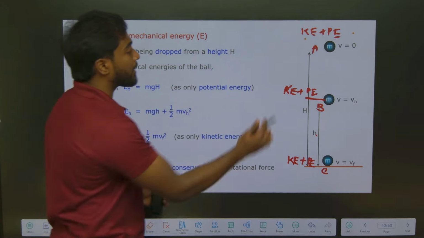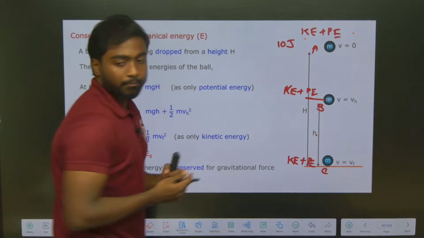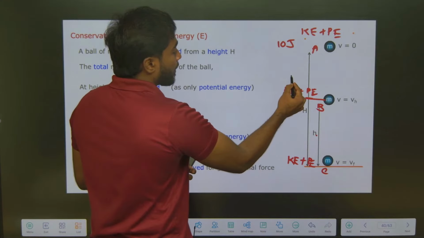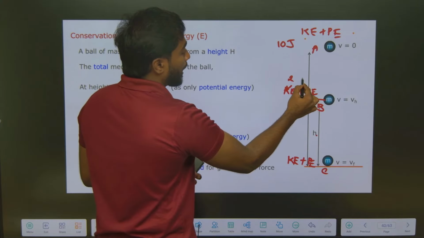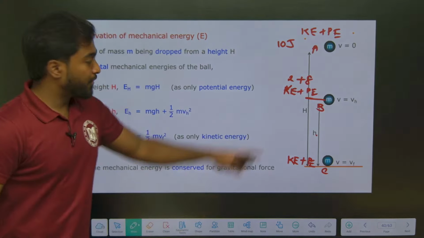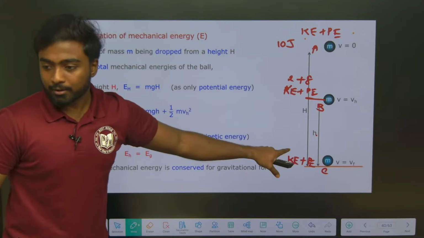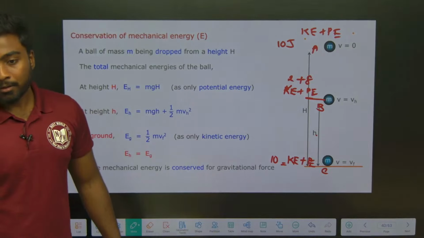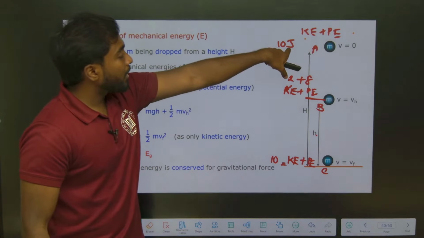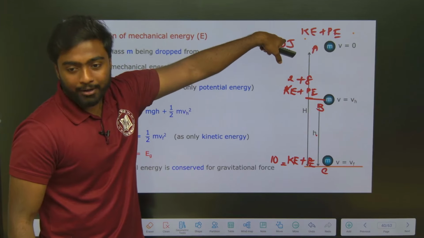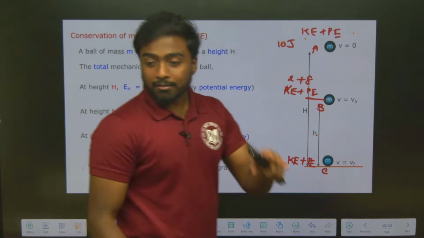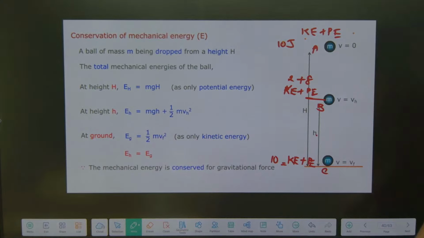For example, let me take 10 joules as the total mechanical energy. Here can I say it is 2 and it is 8? If it is 2, it should be 8 only if it is conserved. Then what about the final point? Again it should be 10. Whatever the energy at the starting point, it should be equal at the ending point, then only I can say that it is conserved, right?